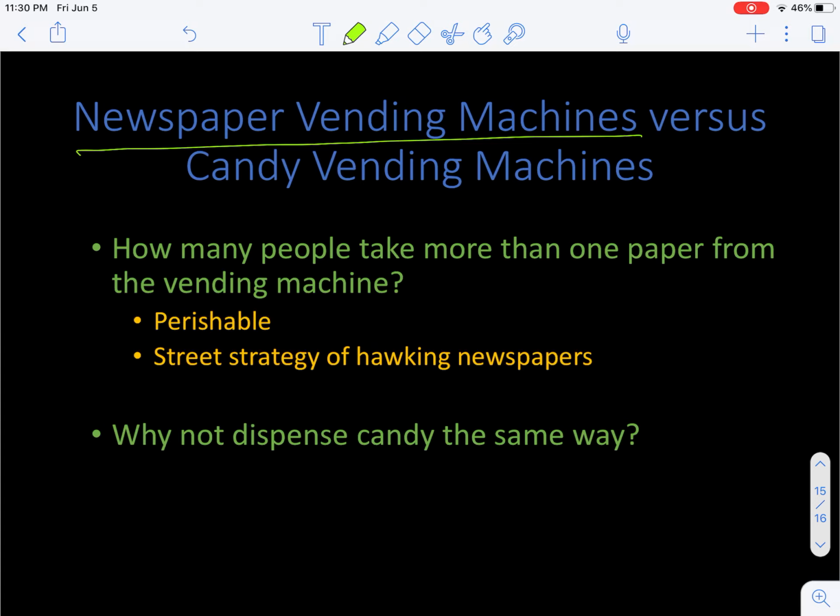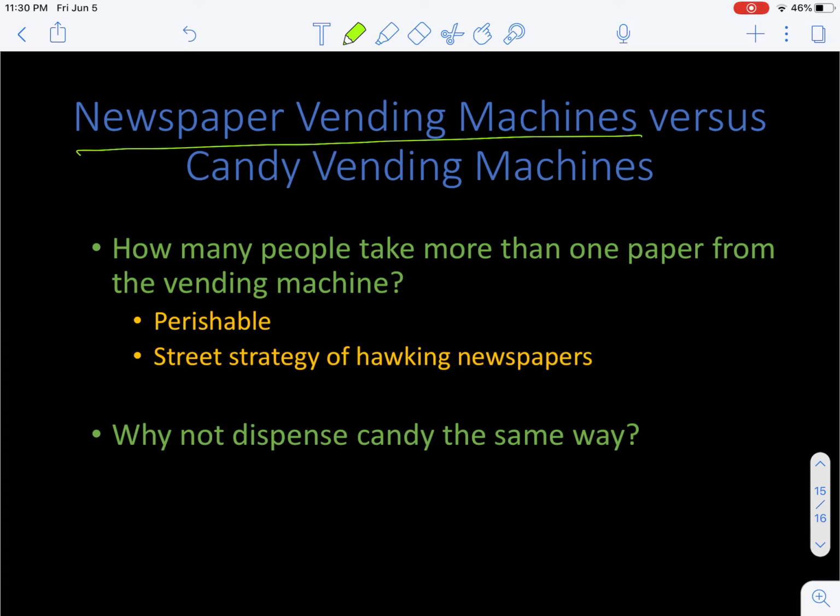How do candy machines or soda machines work? The same way? You put in, on campus I think it's $1.75, and then you open the door and grab the soda that you want? No, it doesn't work that way. You put in the money and then it gives you the one soda that you paid for. You don't just open the door and grab what you want.